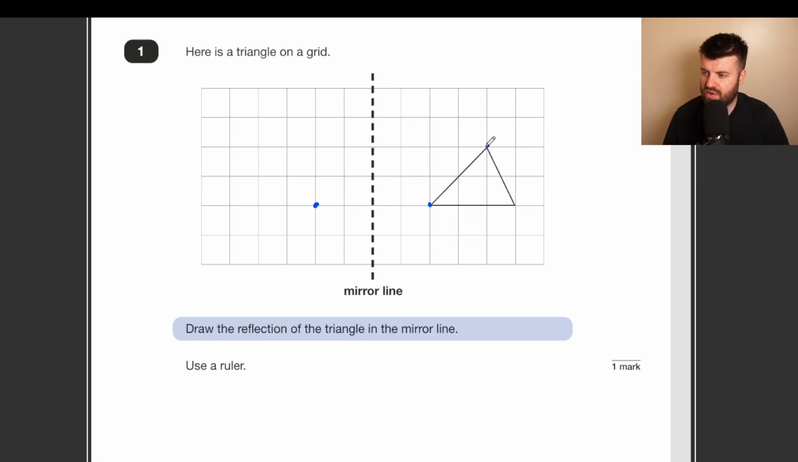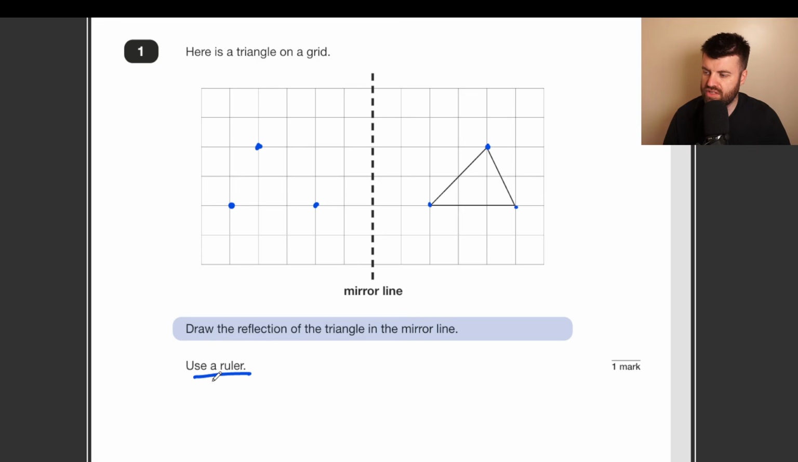Let's take the corner at the top here of the triangle. 1, 2, 3, 4 away from the mirror line. So we put it over there. And this one is 1, 2, 3, 4, 5 away from the mirror line.